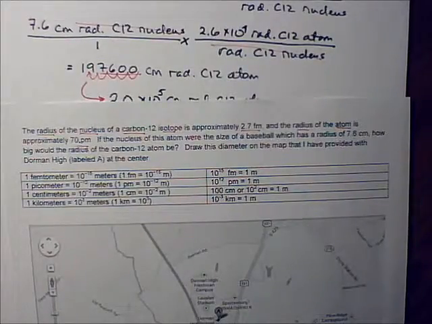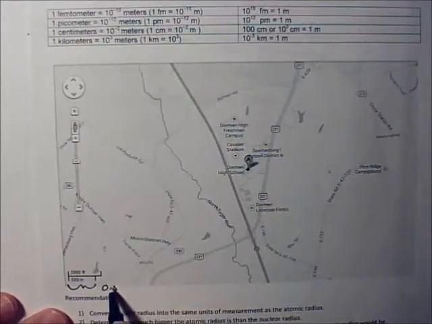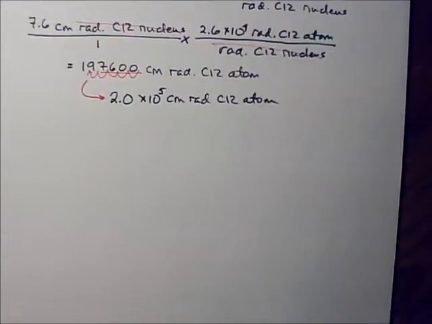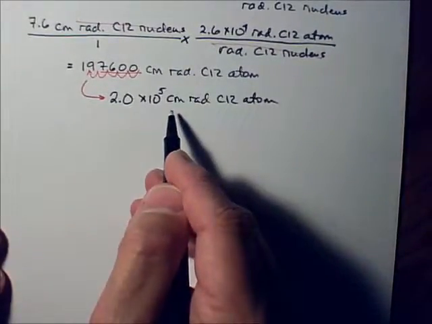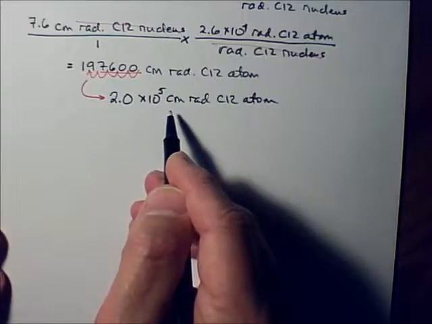500 meters is how many kilometers? It's half a kilometer. So this distance down here in the bottom corner is 0.5 kilometers. That's how we're going to figure out how big our radius is going to be. But we've got to convert this to kilometers to do it.